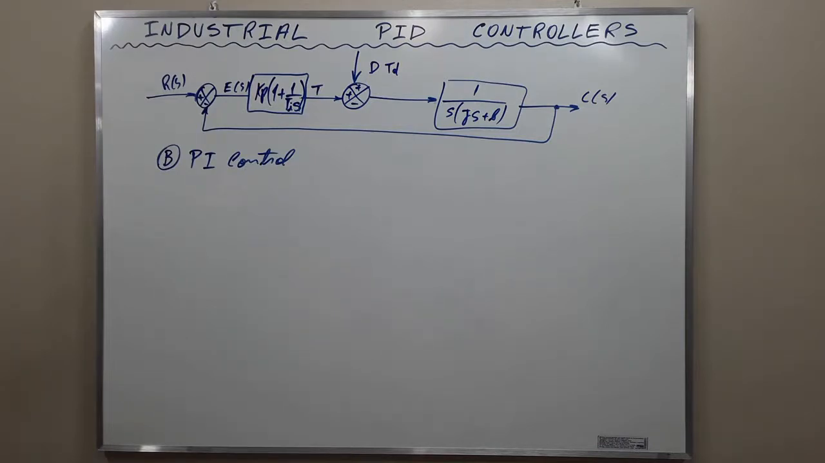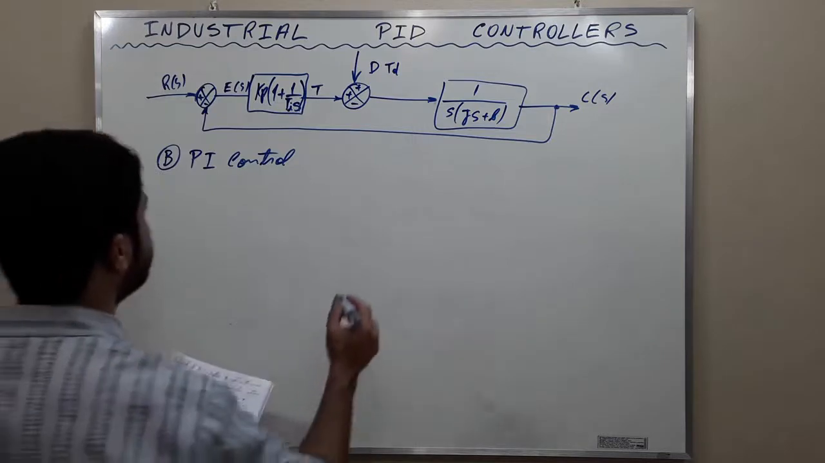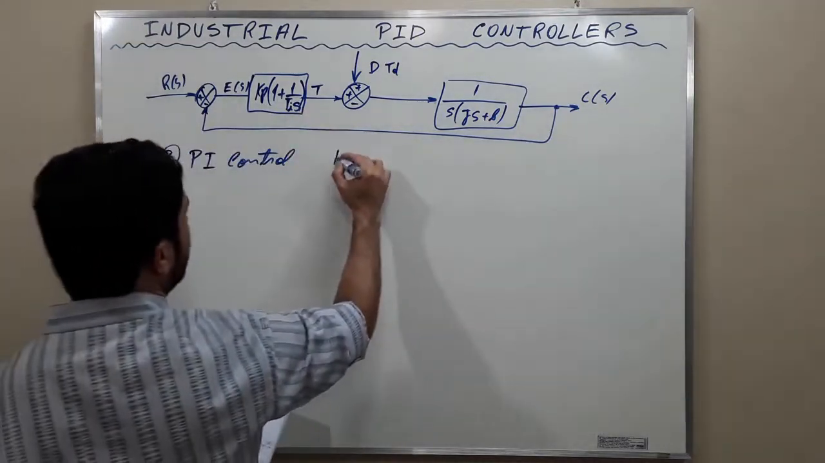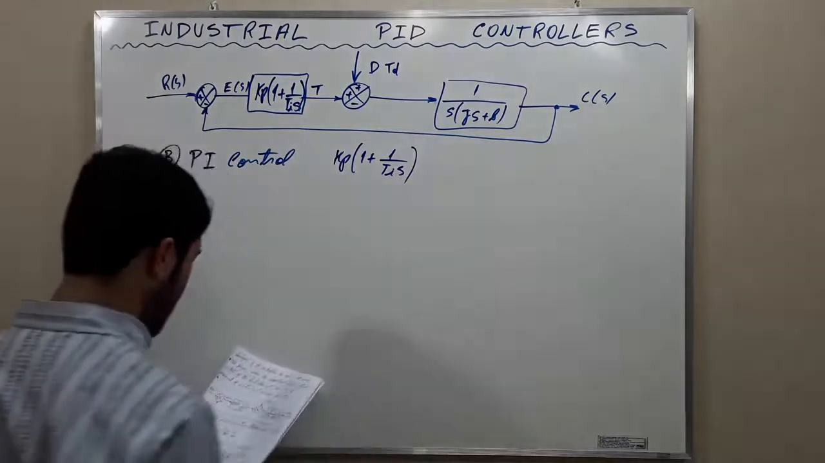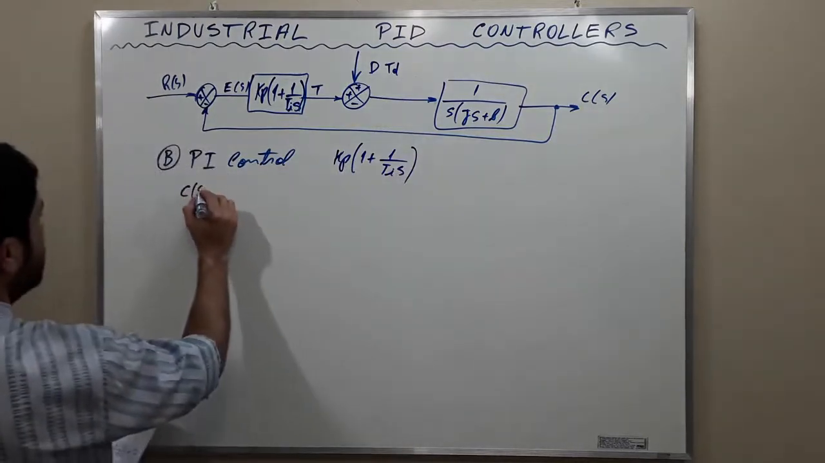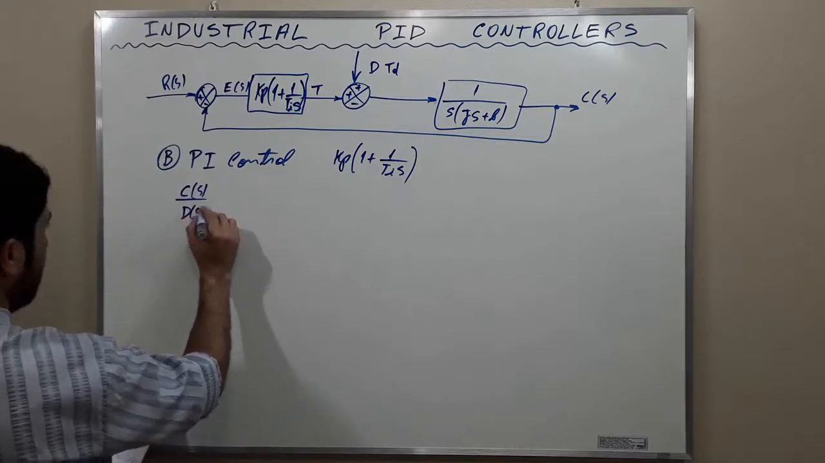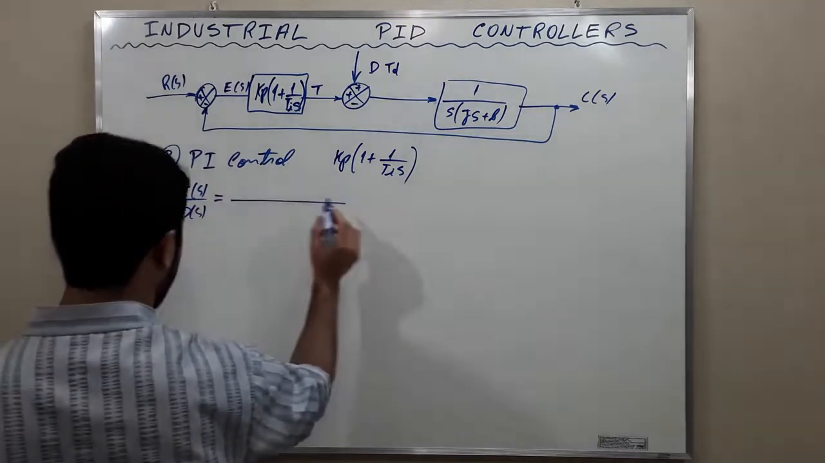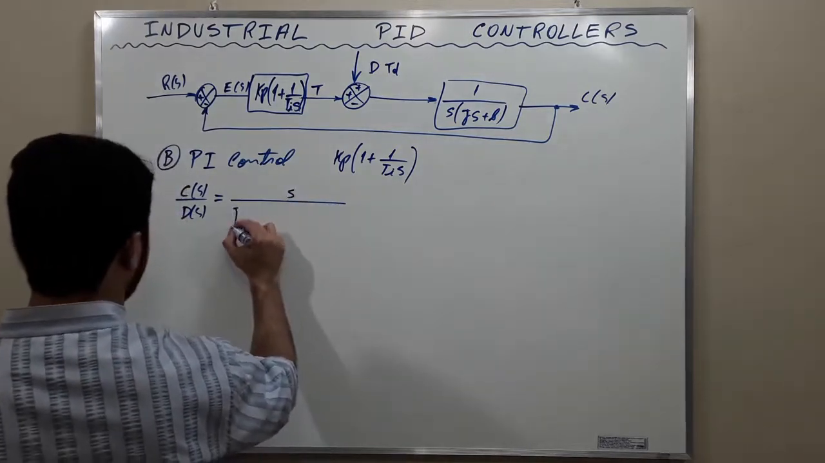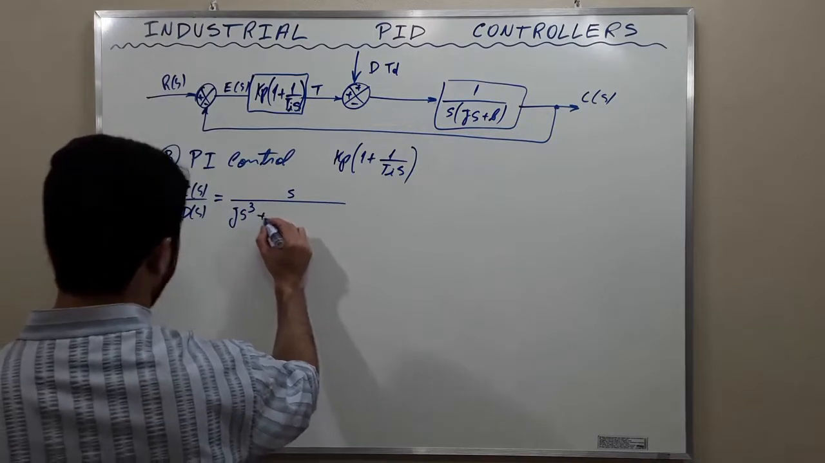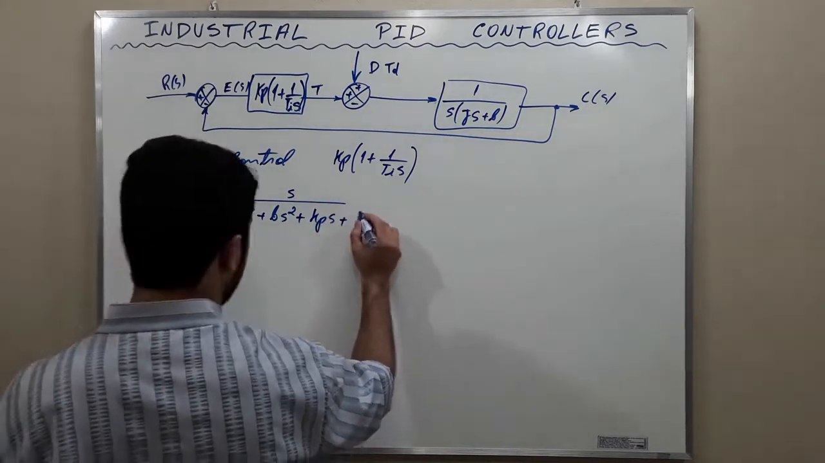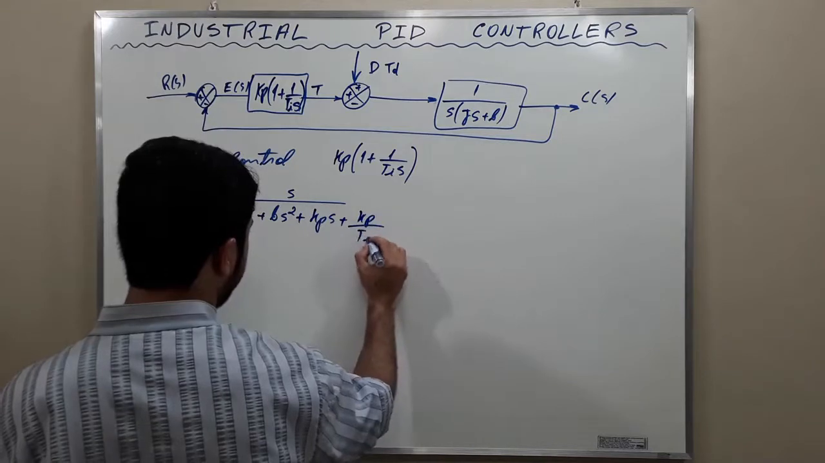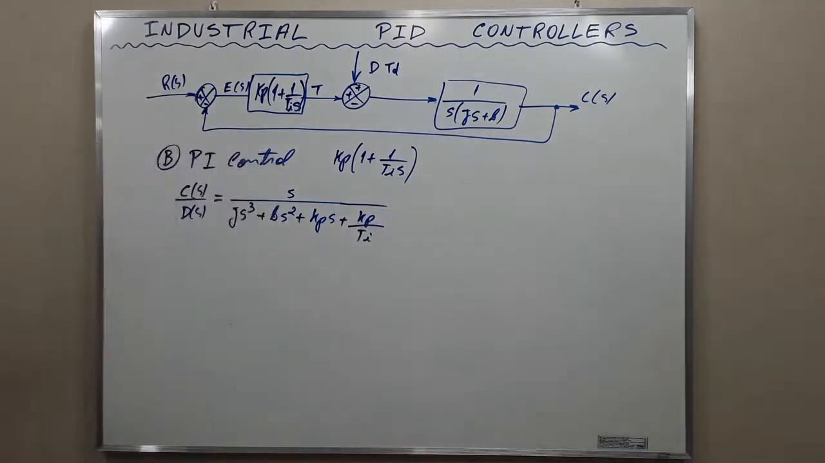The closed loop transfer function between C of S and D of S is going to then become C of S. Observe that here is Kp (1 plus 1 over Ti S). And the closed loop transfer function is of the sort C(s)/D(s), which is equal to S over J s cubed plus b s squared plus Kp s plus Kp over Ti. This is the closed loop transfer function.